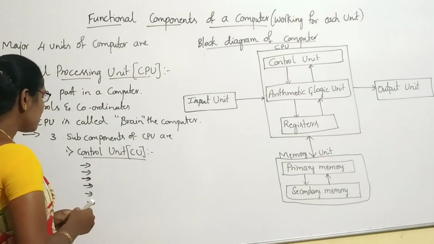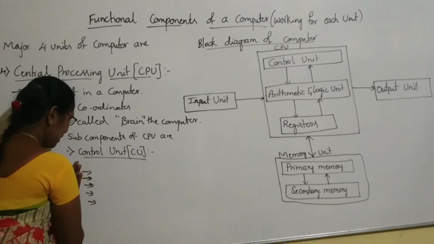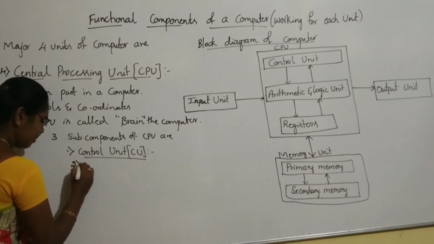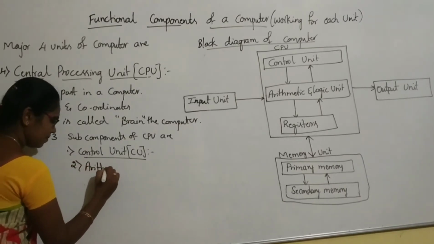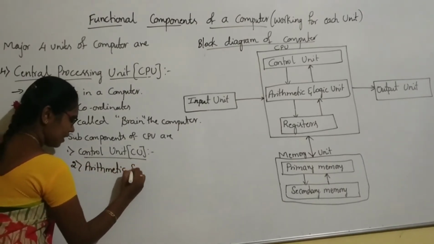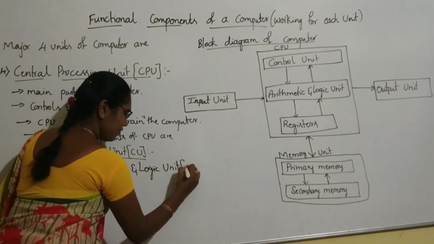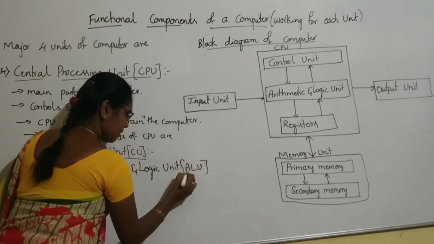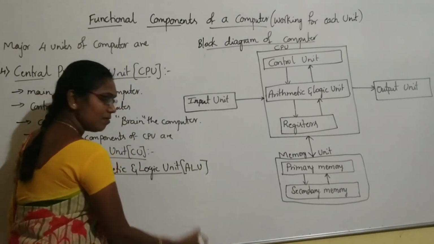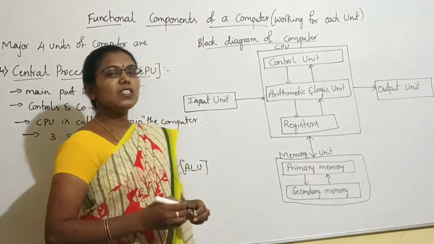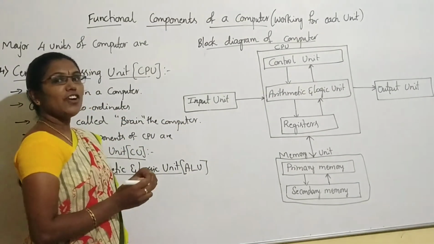Next, we will discuss the second component of the CPU, which is the arithmetic and logic unit. In short form, we call it ALU. Expand ALU: arithmetic and logic unit. Understood? So, what is the main function of ALU?